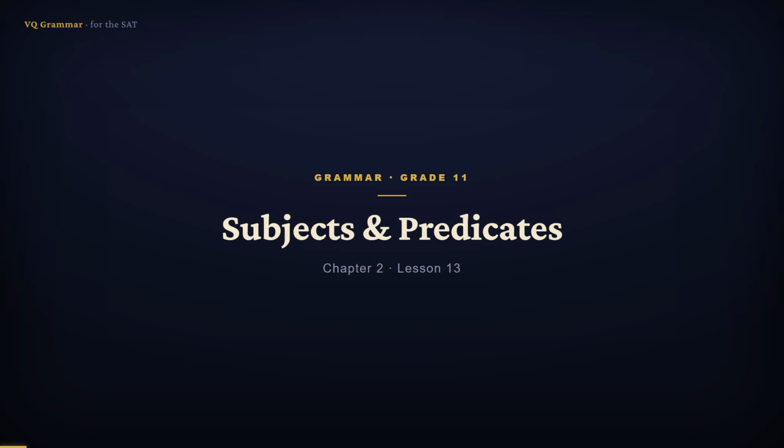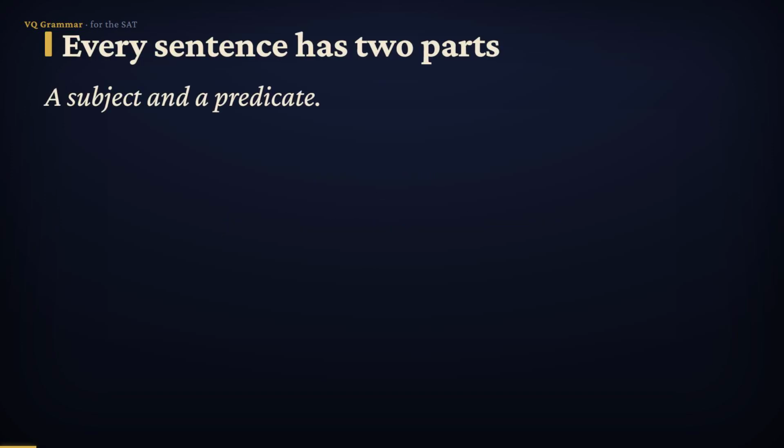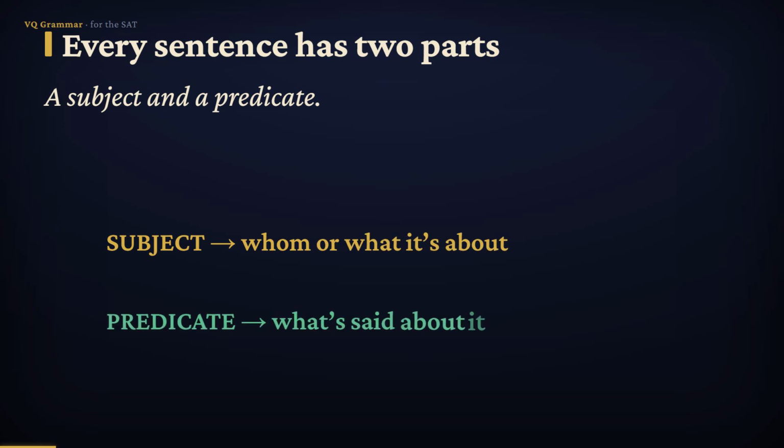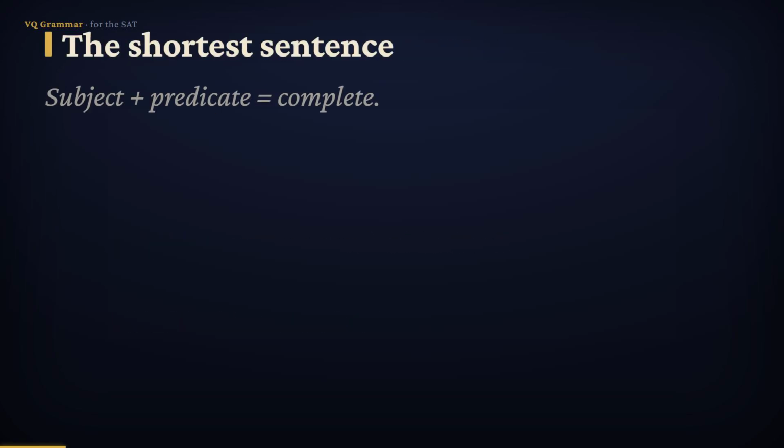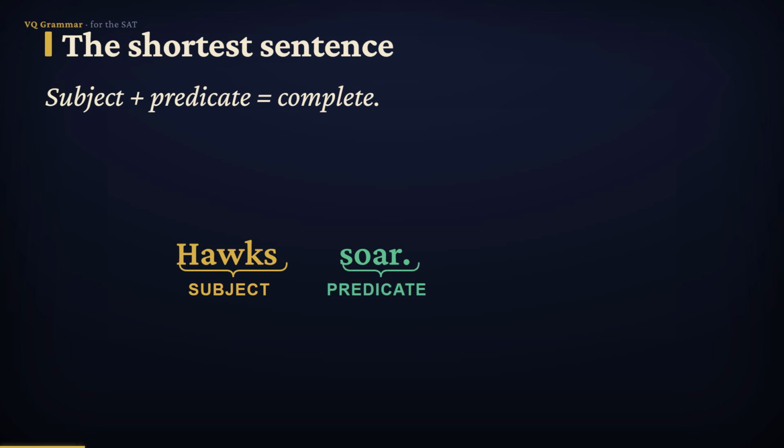Every sentence begins with two parts, a subject and a predicate. Now we start building sentences. Every sentence, no matter how long, has two basic parts. The subject tells whom or what the sentence is about, and the predicate tells something about that subject, what it is or what it does. Take the shortest possible sentence. Hawks soar. Hawks is the subject, what it's about. Soar is the predicate, what they do. Put a subject together with a predicate and you've got a complete sentence.